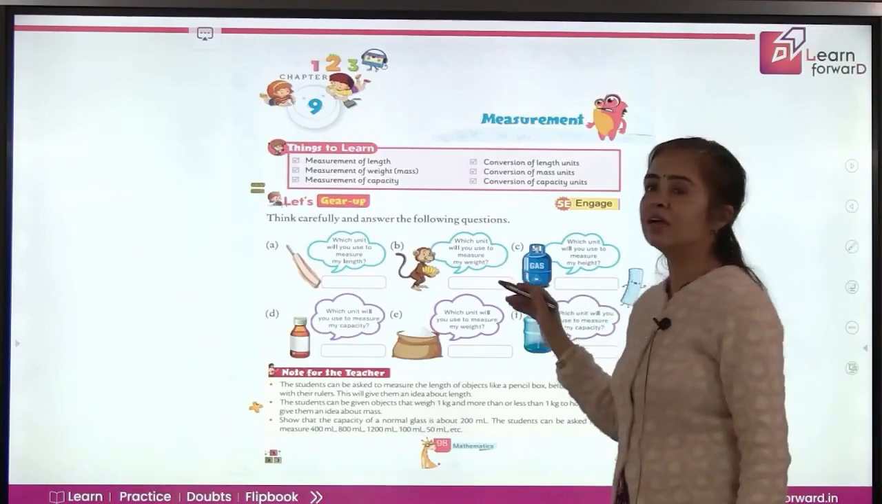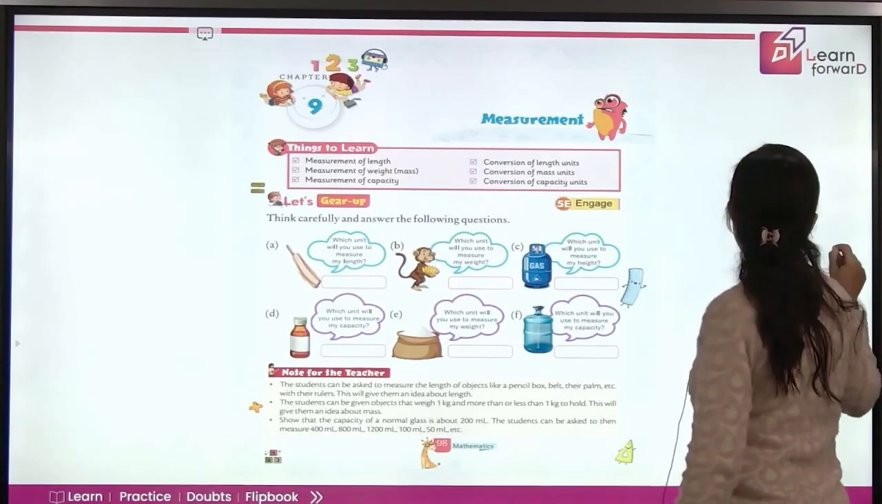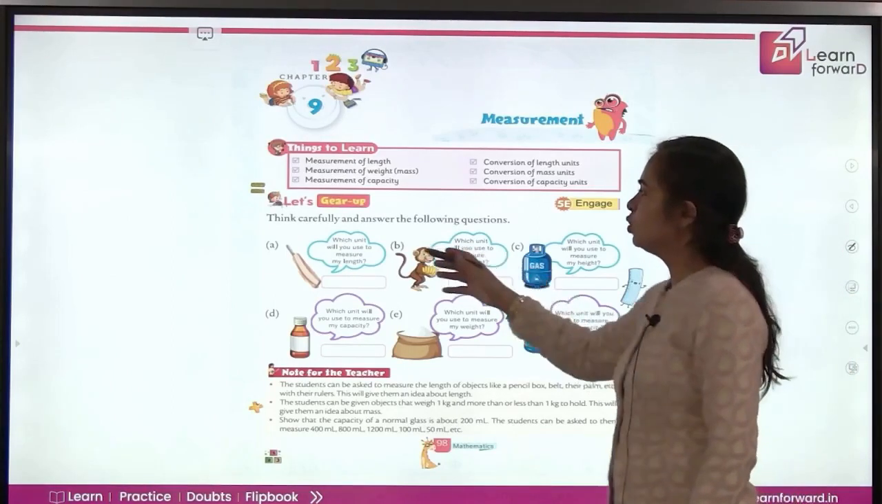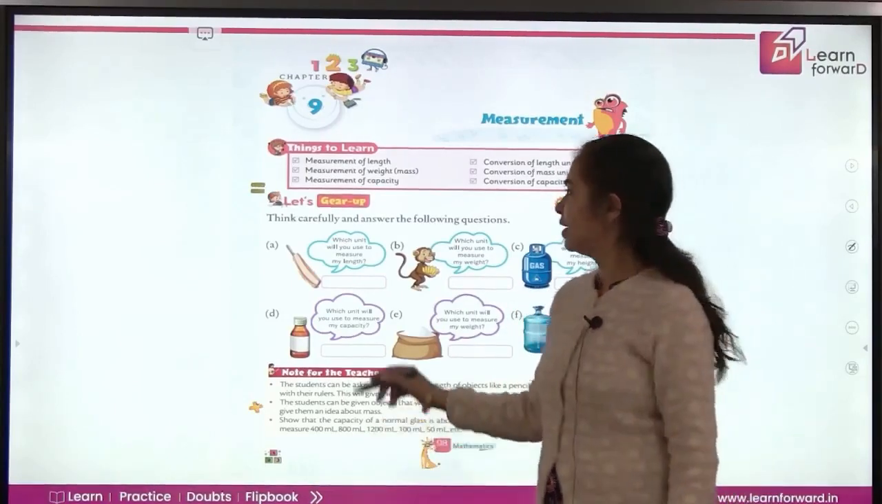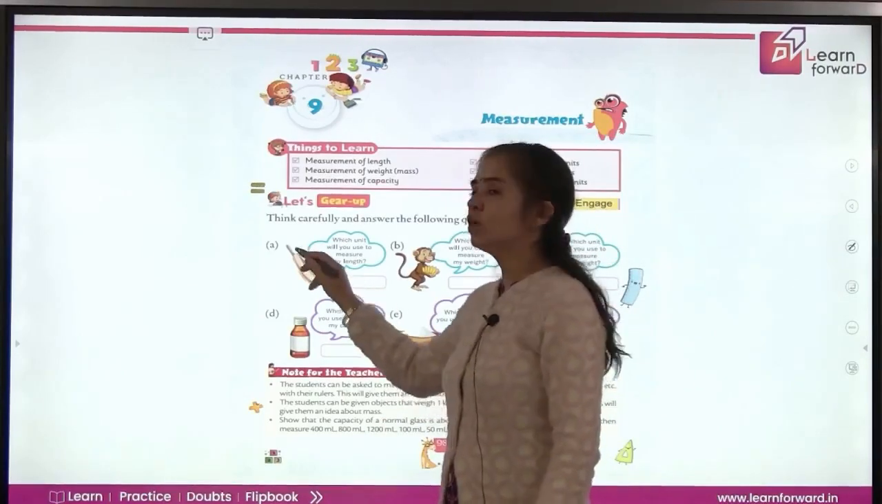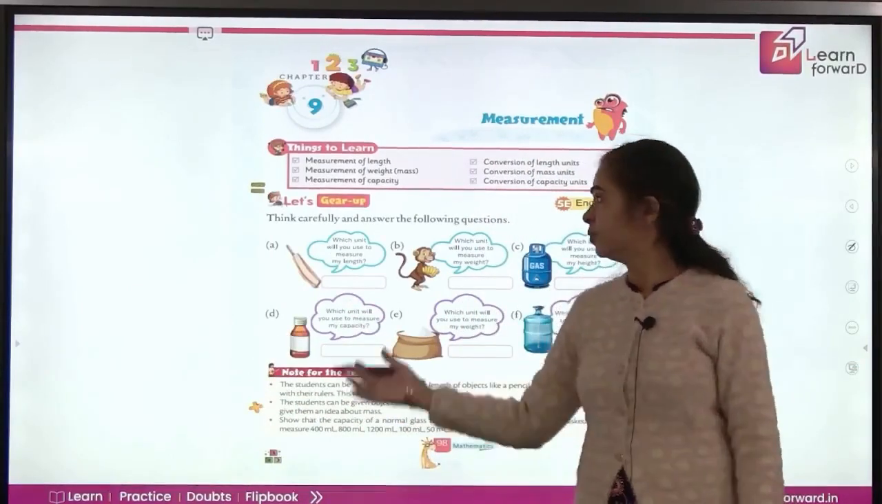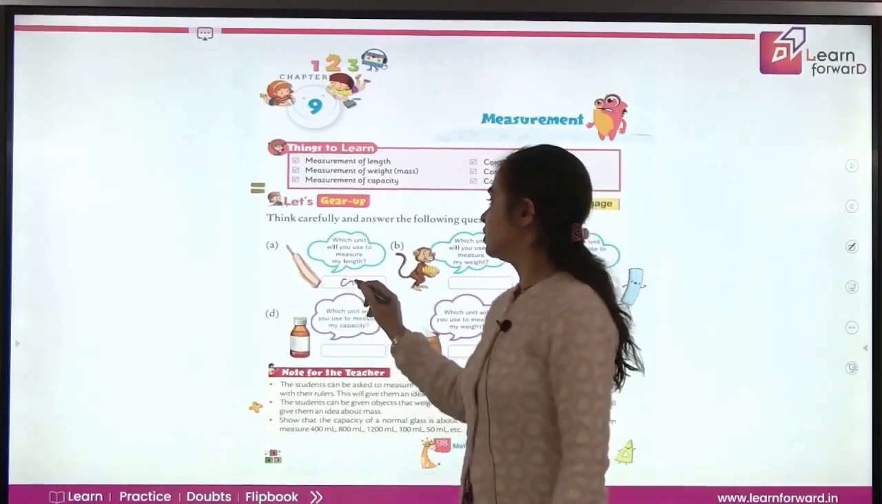First, we'll have a gear up exercise here. So let's gear up, think carefully and answer the following questions. Now you know the basic units. So which unit will you use to measure my length? What do you use for length? Exactly. It can be meter or centimeter. So what do you think? Will this bat be in meters? So you can use centimeters here.